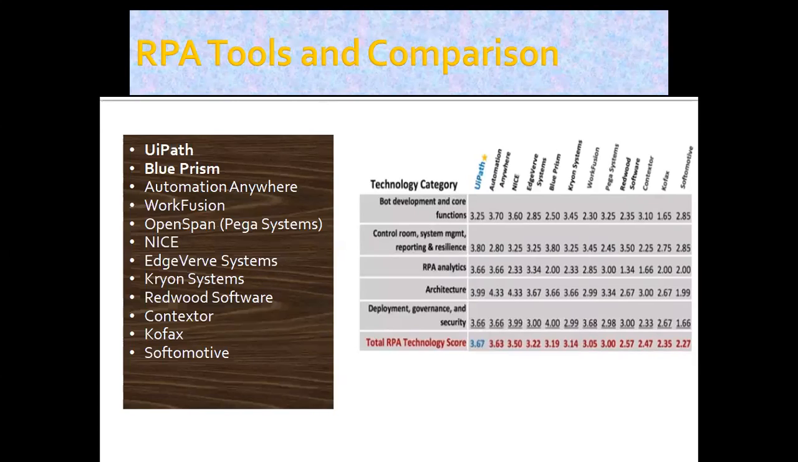Okay, so if you talk about UiPath, you can see on the right side the technology category and how much each tool is rated here, and you can see UiPath is top rated. Okay, because of many areas of implementation, like analytics, architecture, deployment, or the bot development functionalities. In all aspects its average rating is 3.67. This is from around 6 or 8 months back.